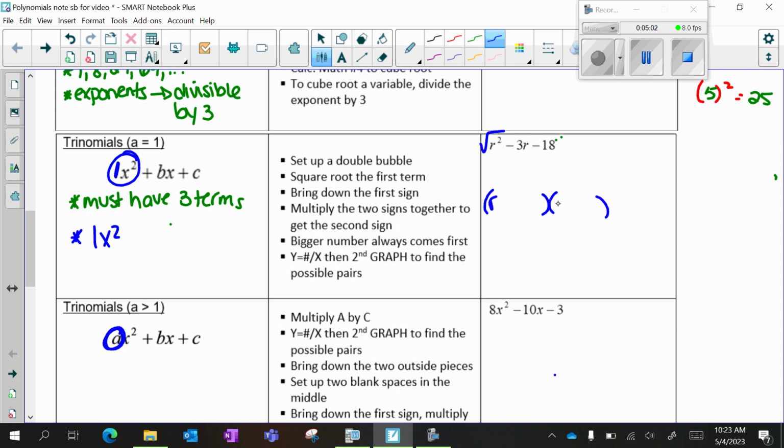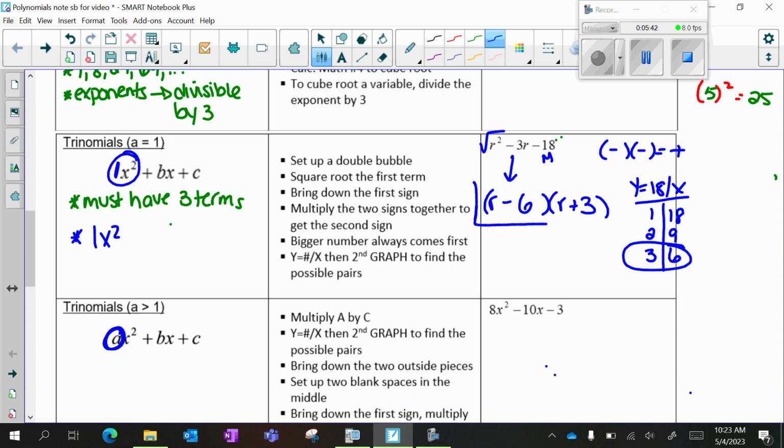Square root the first piece, so this is r and r. Bring down the first sign, which is a negative. Then I take my two signs, a negative, and multiply them together to get a positive. So my next parentheses is positive. If you need to, go to the calculator. You're looking to multiply to 18. So y equals 18 divided by x. 1 and 18, 2 and 9, 3 and 6. Now I'm looking for the pair that combines to give me 3 using the signs I already have set up in my parentheses. Should be 3 and 6. Your bigger number always comes first. So (r minus 6)(r plus 3).